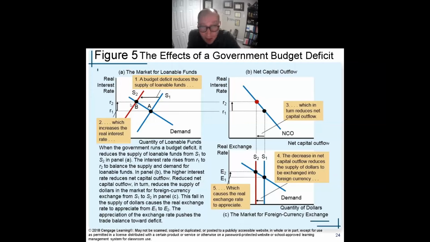Deficits have an impact on the amount of loanable funds. It reduces the supply, which increases the demand and it also increases the interest rates.